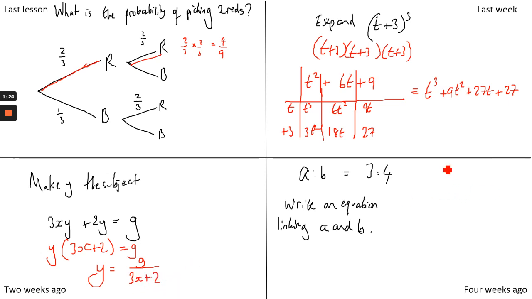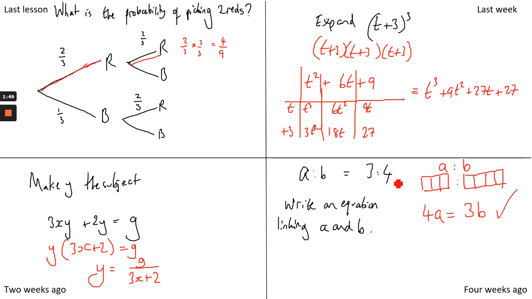Now this one's slightly different. We've got a : b = 3 : 4. The way that I think of this is almost by drawing some boxes. A is 3 boxes, B is 4 boxes. Now, how do I link the two? How many lots of 3 do I need to match how many blocks of 4 I need? Well, hopefully you can see that I need 4 lots of A to equal 3 lots of B.